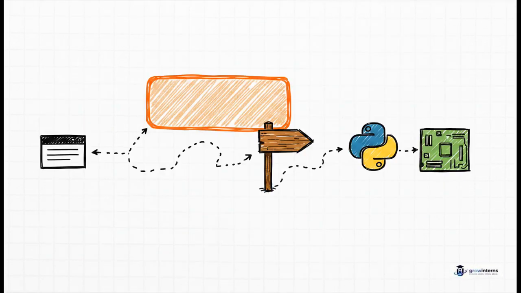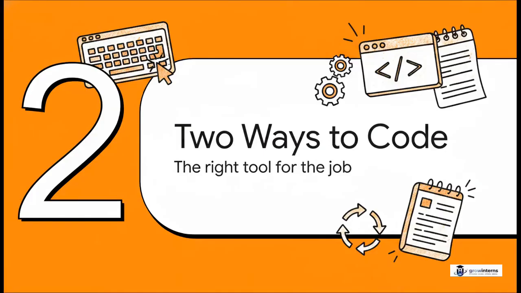So why are we making such a big deal about this one checkbox? Well, adding Python to your path is kind of like telling your computer's GPS where Python lives. It means that no matter what folder you're in, when you open up a terminal and type Python, your computer knows exactly what you mean and where to find it. It just makes everything work smoothly. Okay, our workshop is set up. Now let's talk about the tools.